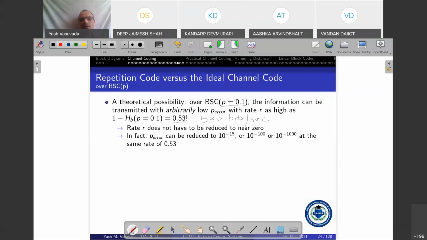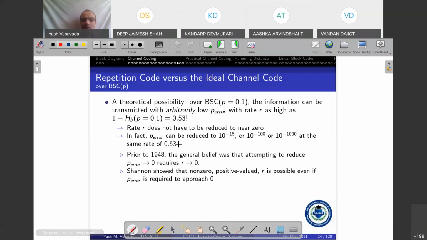And if we transmit at this rate, at the rate of 0.53, then what Shannon showed is that the error probability can be arbitrarily reduced. Not 10 to the power minus 15 or 10 to the power minus 100 or 10 to the power minus 1000. It can be reduced as low as you want. And the rate doesn't have to drop below 0.53. That is the amazing part. We don't need the error rate to become 0 by having the rate become 0.